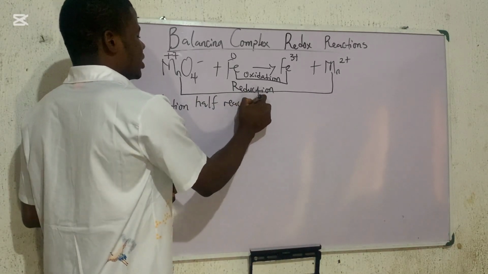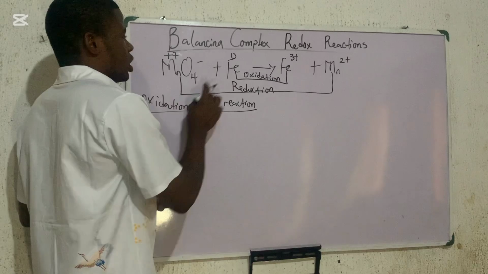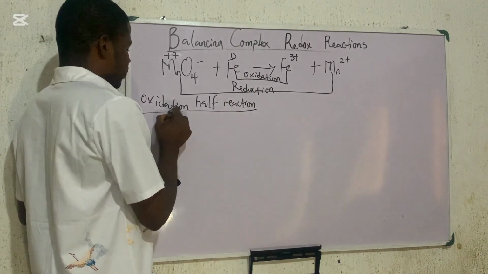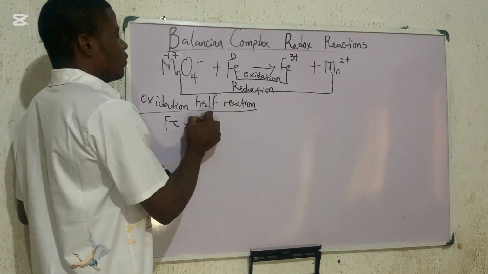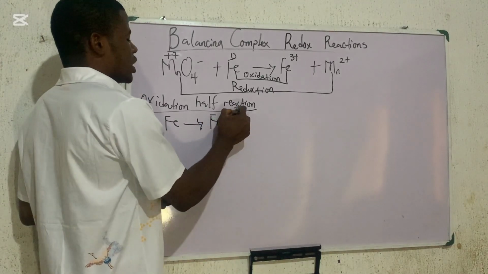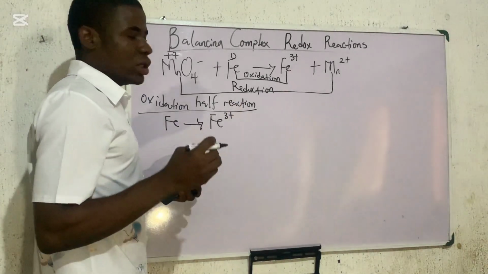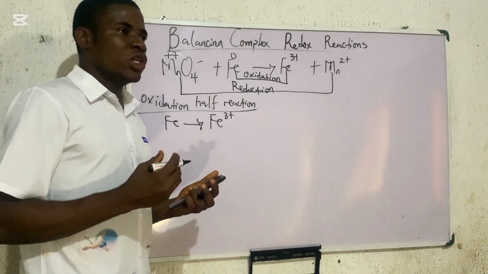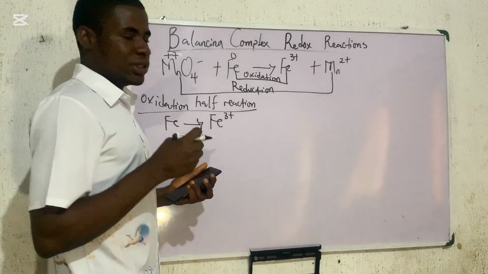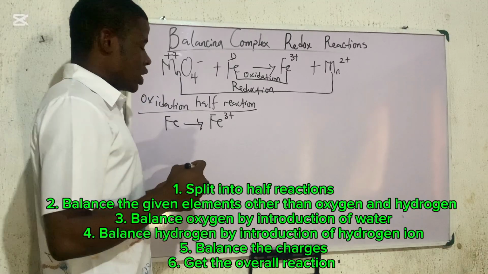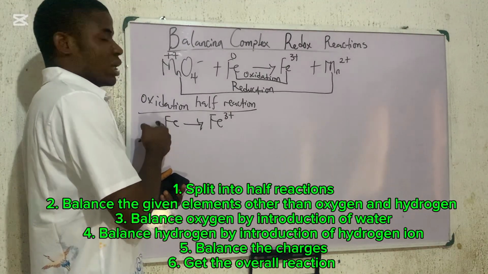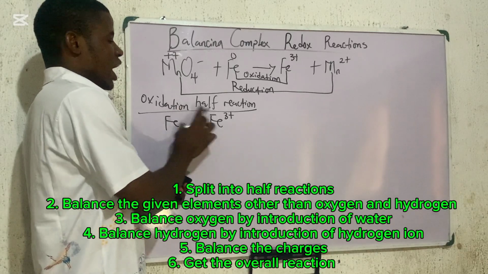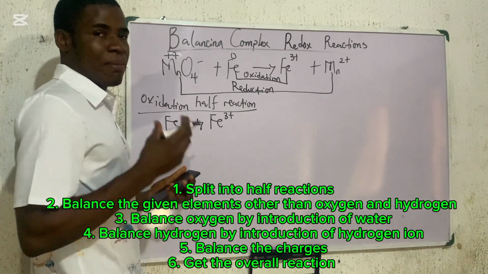So, balancing the oxidation half reaction. The one that undergoes oxidation is iron, and it formed iron 3 ion. Now that we've done the splitting, and we've identified the one undergoing oxidation and the one undergoing reduction, the second step says balance the given elements. In terms of atoms, I have 1 mole of iron here and 1 mole of iron there, so they are balanced.